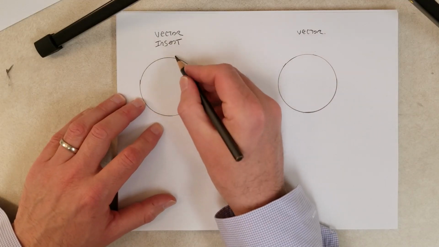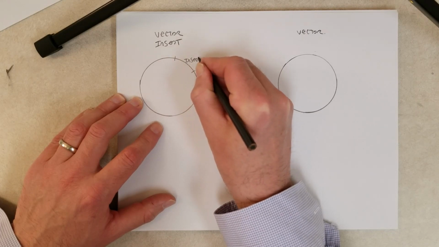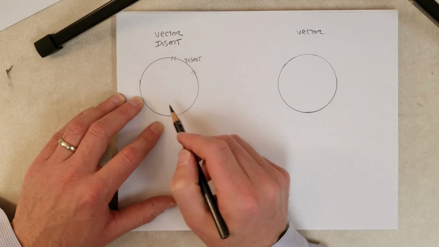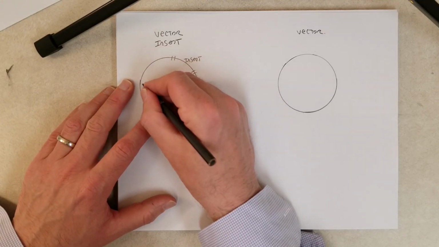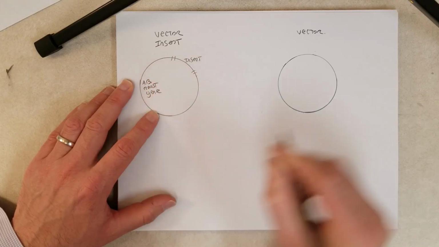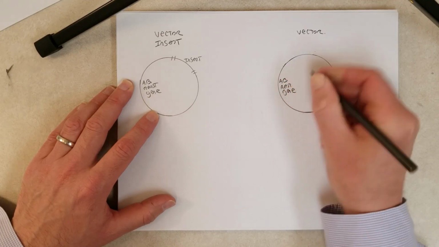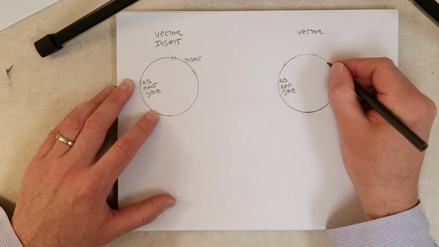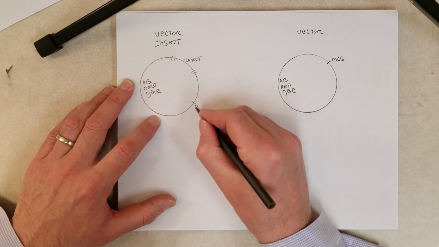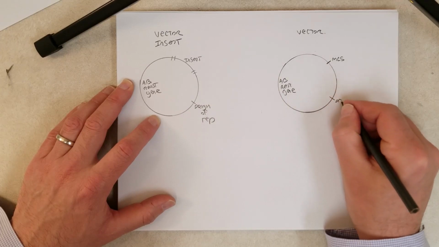Okay, so vector plus insert, and what would that look like? Well, let's say this is where the insert is, and this is remnants of the multiple cloning site that we disrupted with the insert. Antibiotic resistance gene is over here. Same thing exists over here. And this is going to be the vector only without the insert. And here we have the multiple cloning site with no insert in there. We also need the origin of replication in both of these.